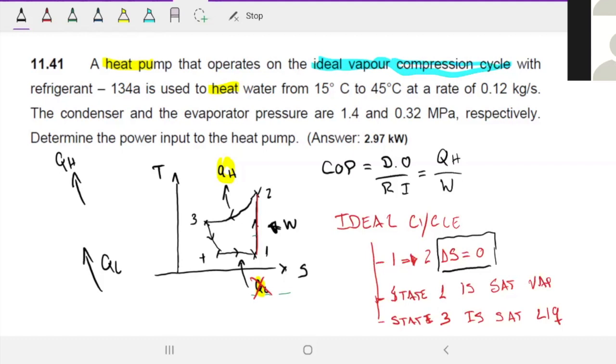The other thing is that we have isentropic going from 1 to 2, but not from 3 to 4, because it's a throttling process. But from 1 to 2 is going to be isentropic.